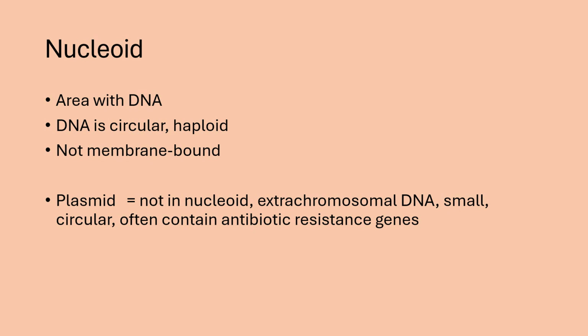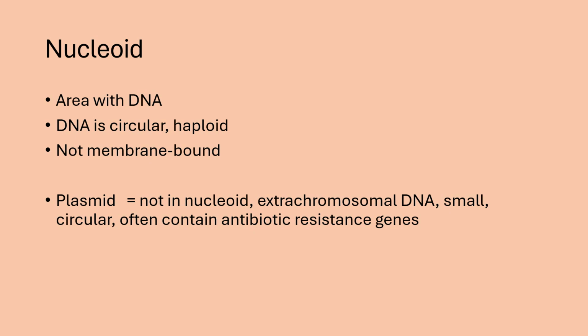Still talking about prokaryotic cells, the nucleoid region is the area that has the DNA. The DNA is circular. It is haploid. Haploid meaning it only has one copy of every gene. It's not membrane bound, in terms of there's no membrane around it.